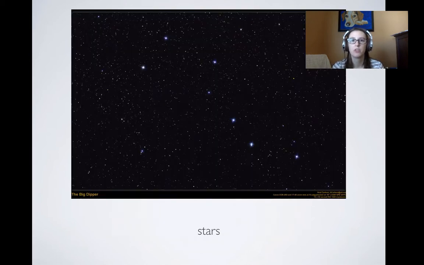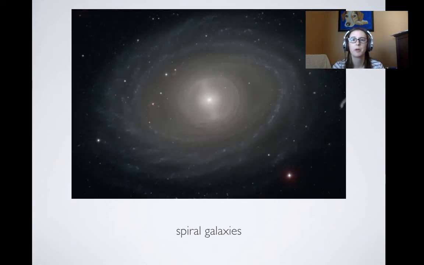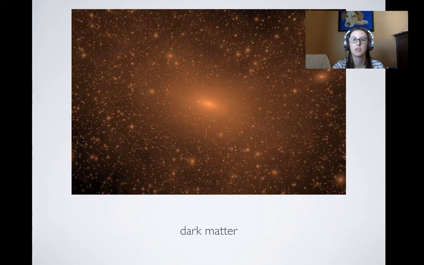We'll talk about the stars, what kinds of different stars there are, what we can learn from them. We'll talk about galaxies. Here's an example of a spiral galaxy. We'll talk about the different types of galaxies. We'll talk about their motion and what that can tell us about things. We might touch a little bit on dark matter, which is also housed in galaxies and outside and around galaxies.